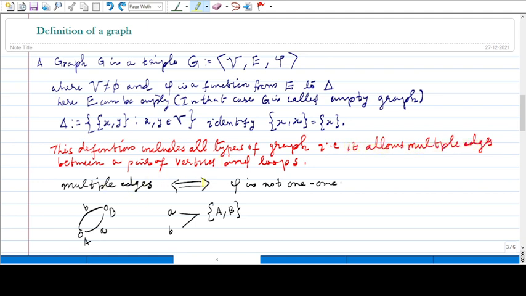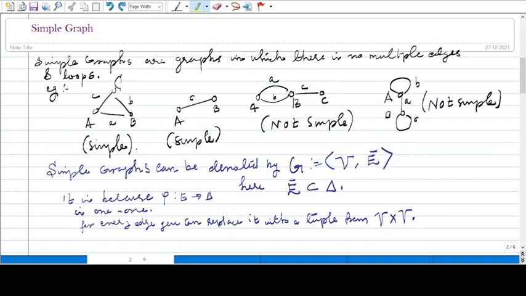So when you have multiple edges, phi is not one to one. We have already seen that, because a particular pair of vertices is the image of two or more edges. For example, I have given just an element AB, a pair of vertices. If two edges are mapped to that particular pair, it means phi is not one to one. So multiple edges are there, and then phi is not one to one. Just an observation.